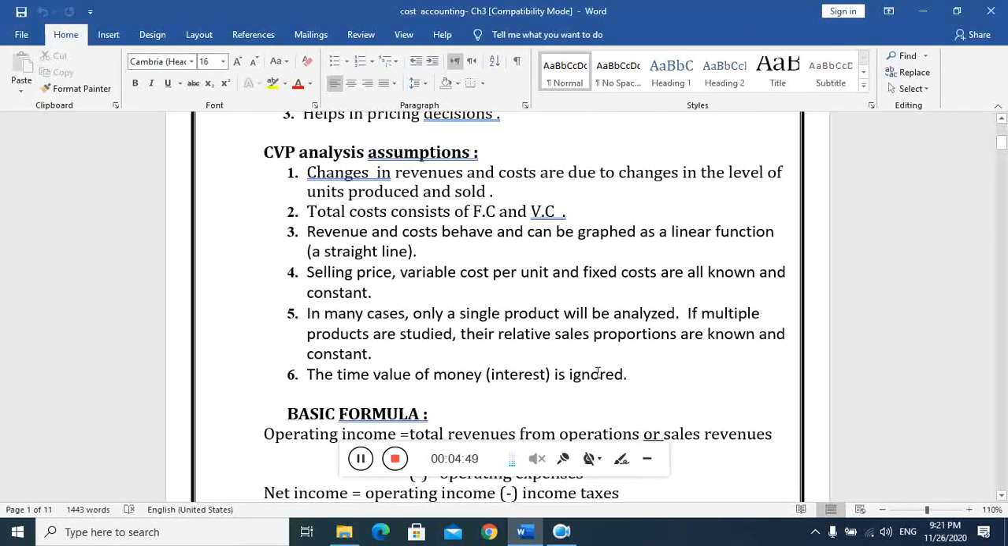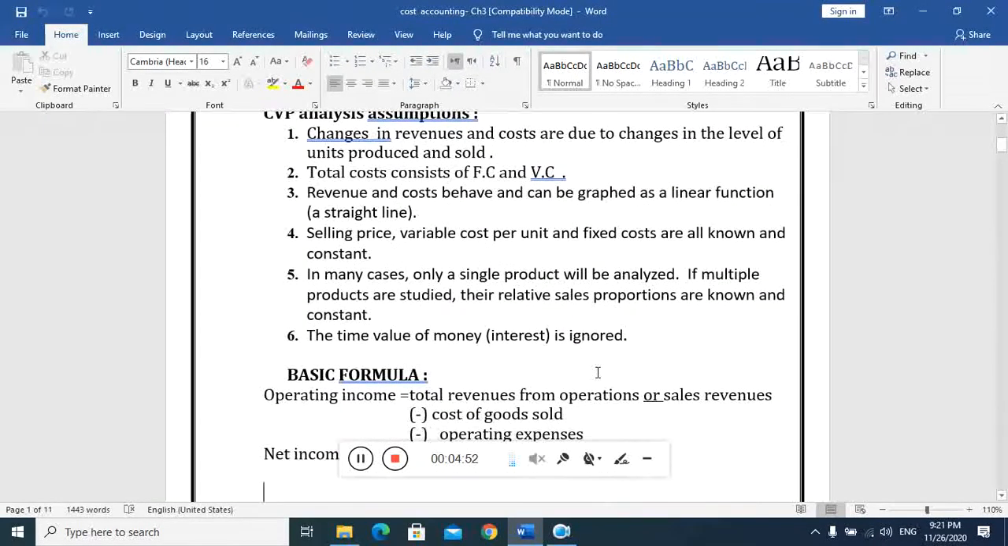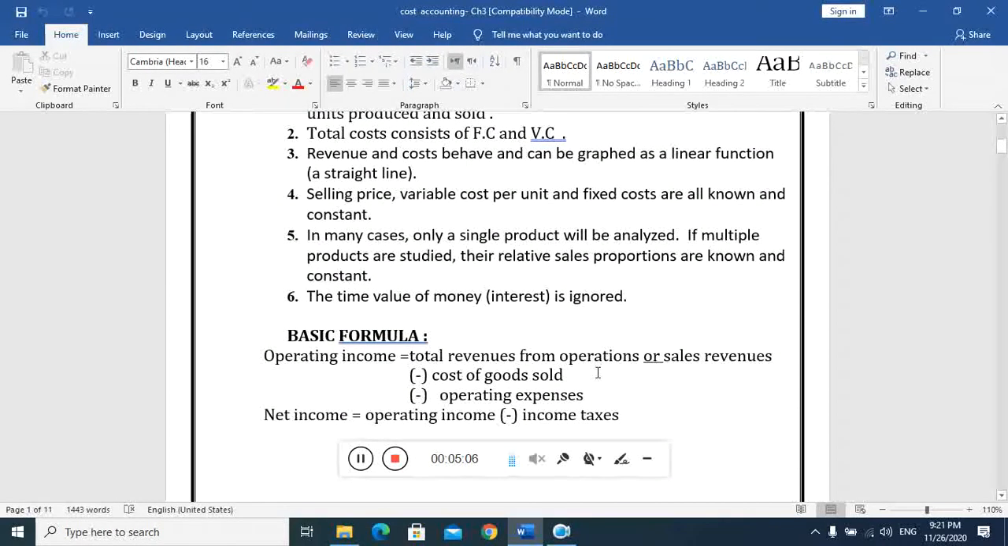We have a basic formula in this analysis. Our basic formula is operating income. How do we get operating income? Operating income equals total revenues from operations, or sales revenue, minus cost of goods sold, minus operating expenses. Operating income is income from operations. So we have a difference between operating income and net income. Net income equals operating income minus income taxes.